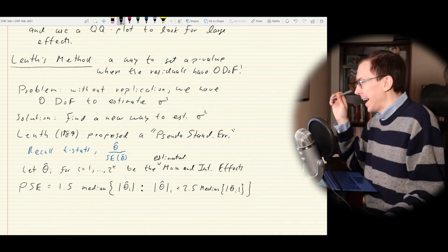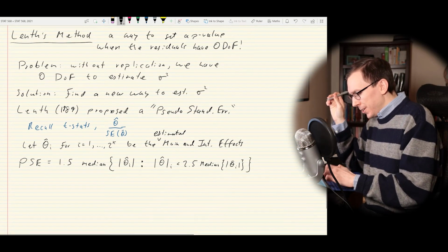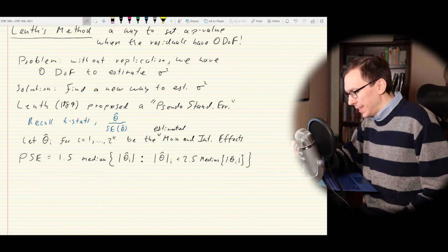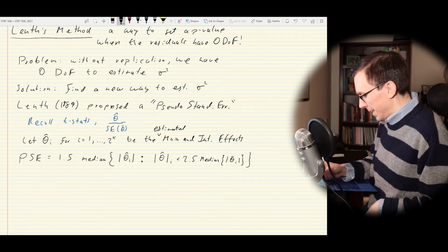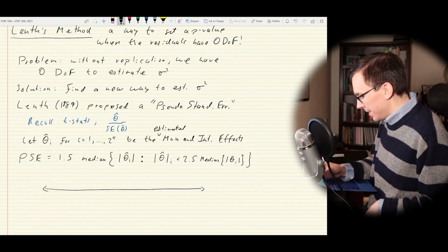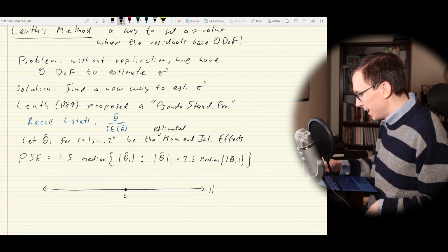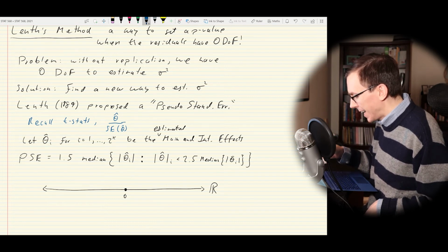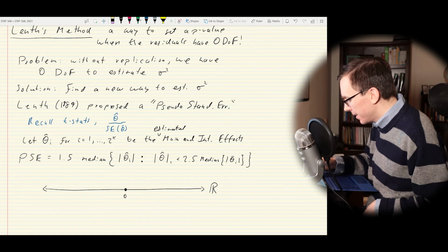Something that looks like that. So what in the world is a nested median thing doing here? Well, let's draw a picture because I think that will help explain it. If I have my line here, this is 0, and this is just the real line. Now, I have a whole bunch of theta hats, where the i is supposed to be inside the absolute values, not outside. There we go.